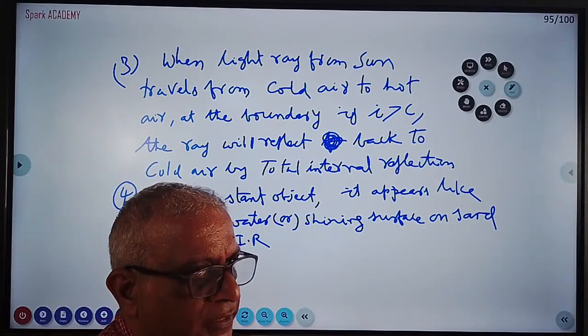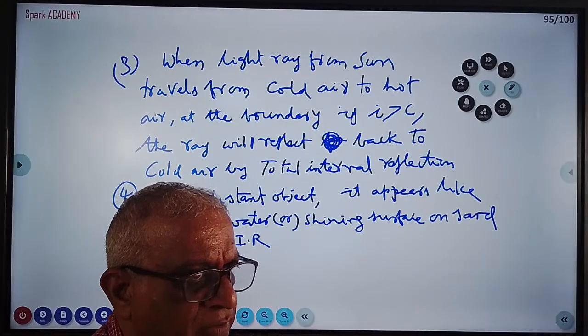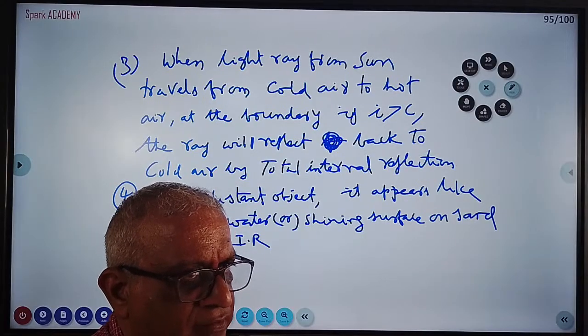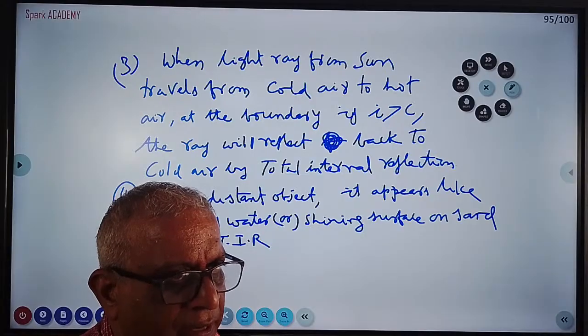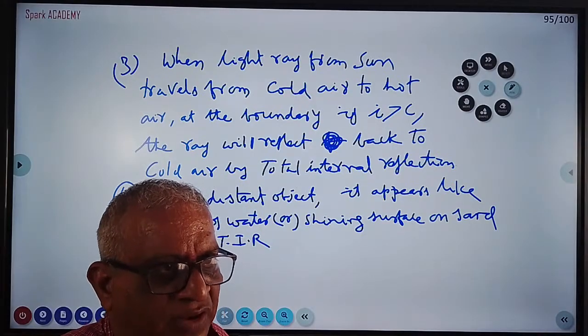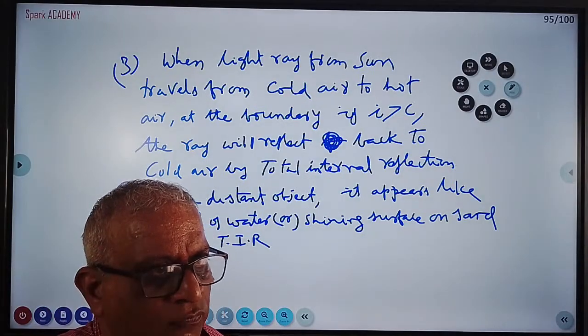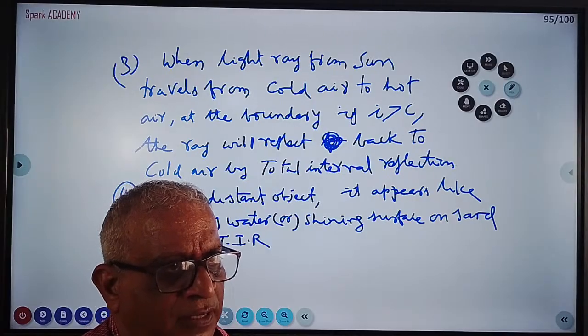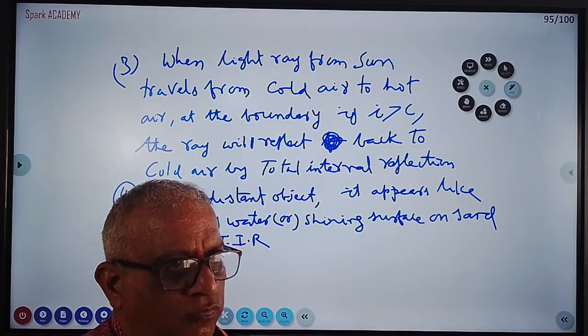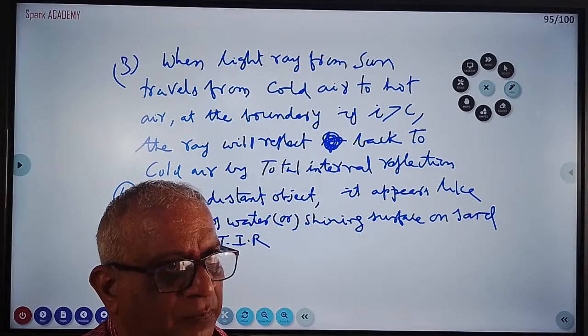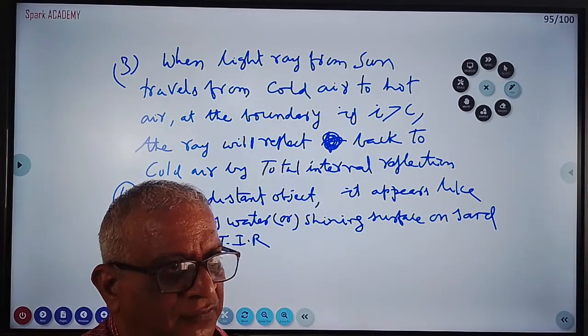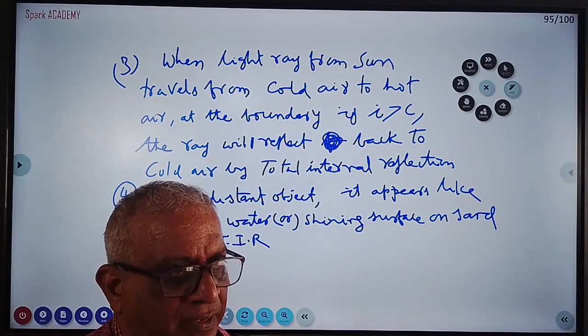So this is happening, like a pool of water from a distant object. But as he comes nearer, that reflected ray cannot enter into your eye. There is a camel, one person is traveling. From a distance it appears there is a pool of water. He wants to drink the water, he comes nearer, but there is no pool of water. This is an illusion. This is happening due to total internal reflection, just like a mirror, it is appearing.